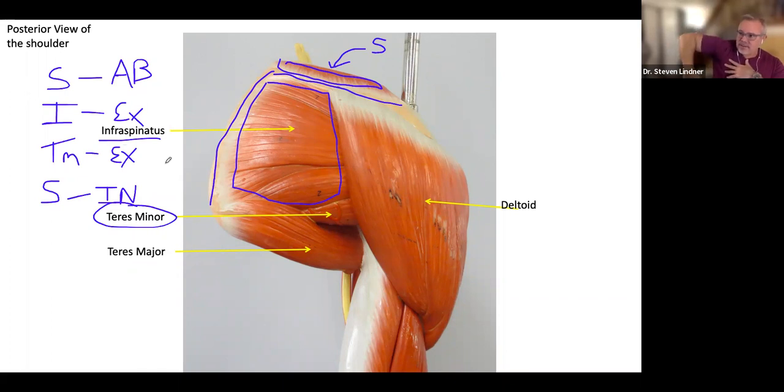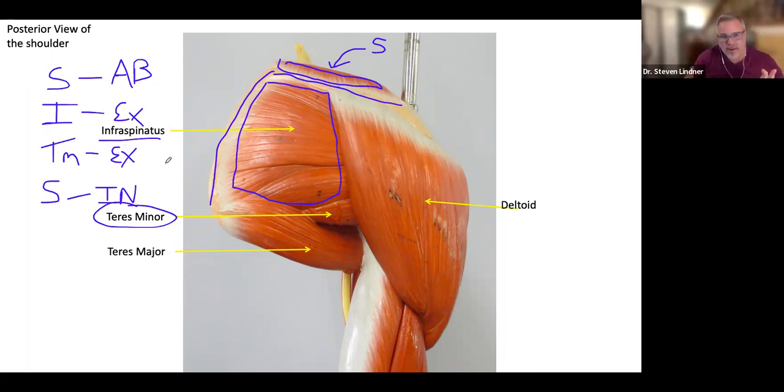Again, this is external rotation. This is internal rotation. It's in relationship to the greater tubercle of the shoulder. So this is going externally. This is going internally, the greater tubercle. Externally, internally. So the actions are AB, EX, EX, IN.